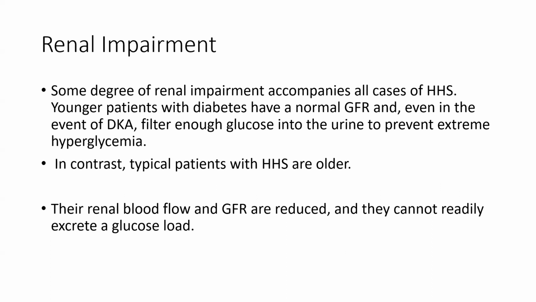The next is renal impairment. Some degree of renal impairment accompanies all cases of HHS. Younger patients with diabetes have normal GFR, and even in the event of osmotic diuresis, they filter enough glucose into urine to prevent extreme hyperglycemia. In contrast, typical patients with HHS are older. Their renal blood flow and GFR are reduced, and they cannot readily excrete a glucose load.